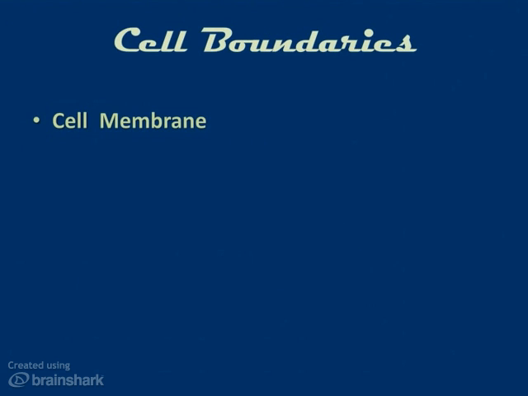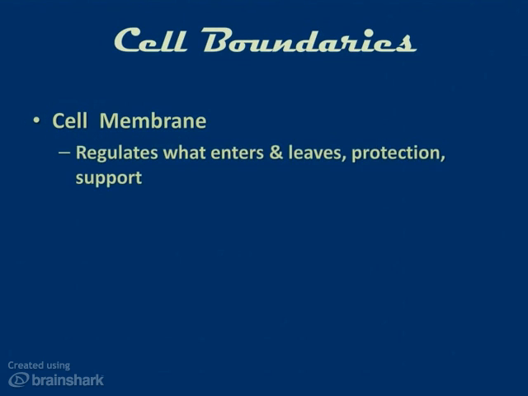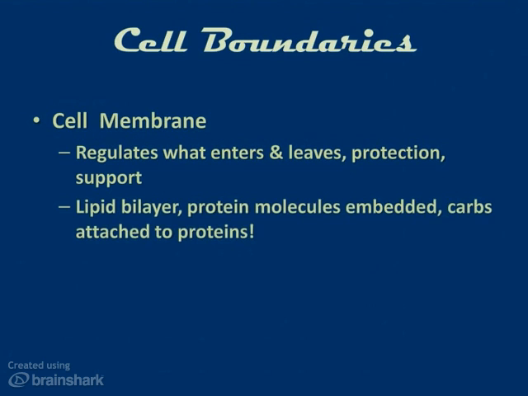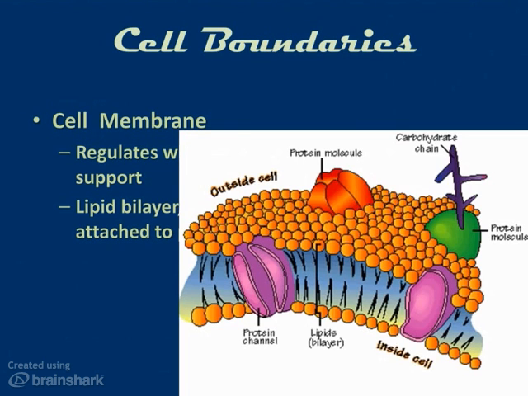Our journey through the cell leads us to the last two structures. The first is the cell membrane. All cells have one. The cell membrane regulates what goes into and out of the cell. It also provides support and protection. It's composed of a lipid bilayer with protein molecules embedded in it and carbohydrates attached to the protein molecules, as you see in this picture. So once again, we're hearing about those carbon compounds.